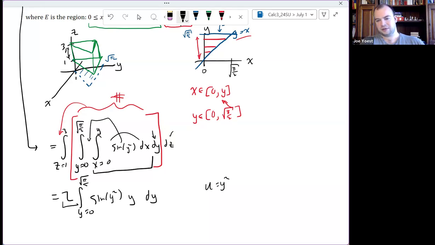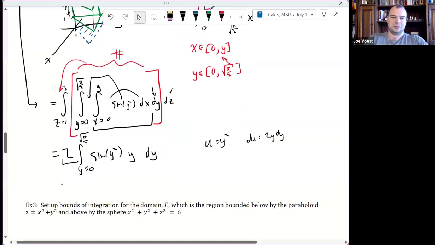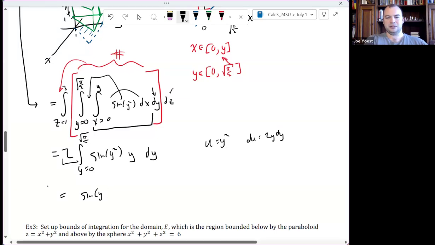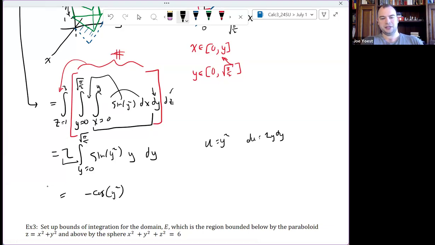Right, I can see that my substitution is now going to work very nicely. So this is going to give me sine of y squared. Integrating sine gives me negative cos of y squared. If I differentiate this, negative cos differentiates to sine of y squared, and the chain rule pops out a 2y, and I have both the 2 and the y here, so that's nice. So I get negative cos of y squared from y equals 0 to root pi over 2.